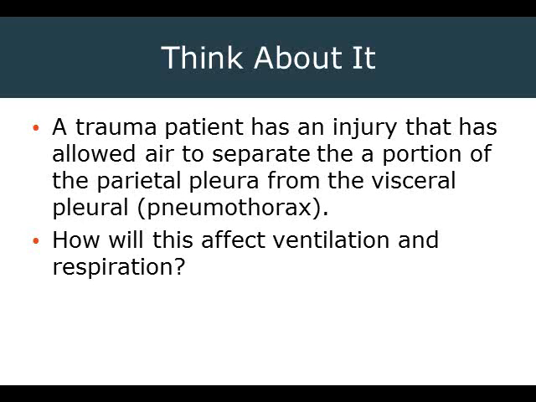All right, so here's a different thing about it. A trauma patient has an injury that has allowed air to separate the portion of the parietal pleura from the visceral pleura, so the lining of the inside of the chest and the lining of the lung. This is called a pneumothorax, and how will this affect ventilation and respiration?